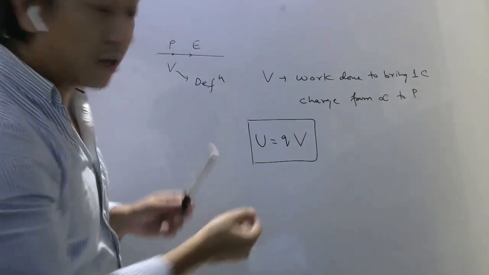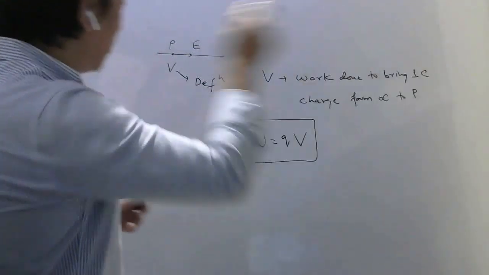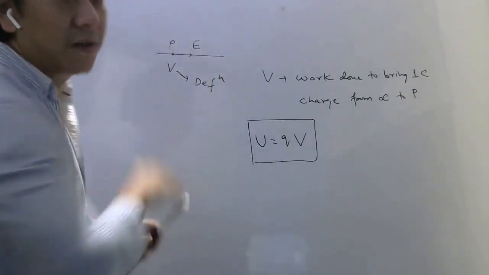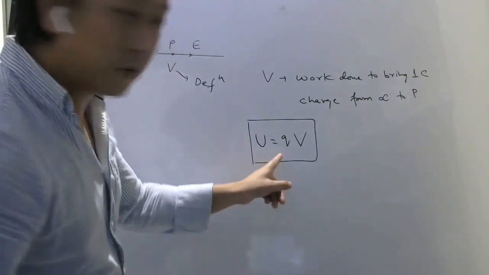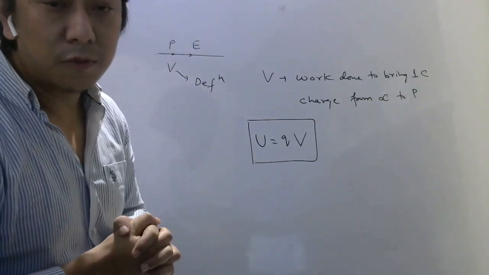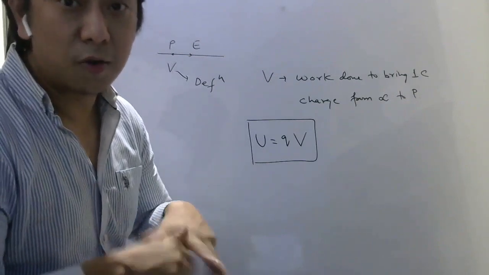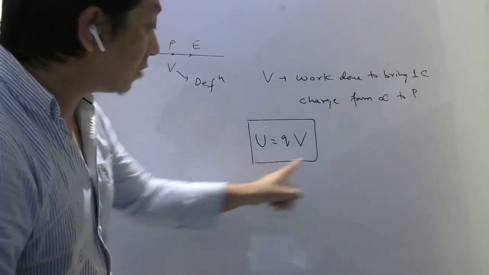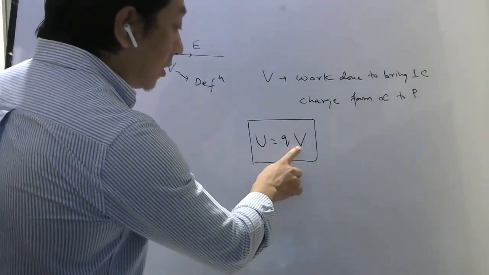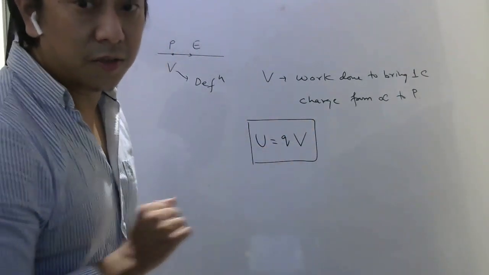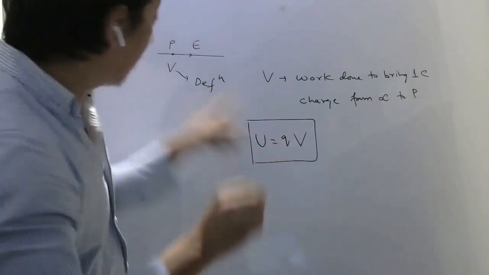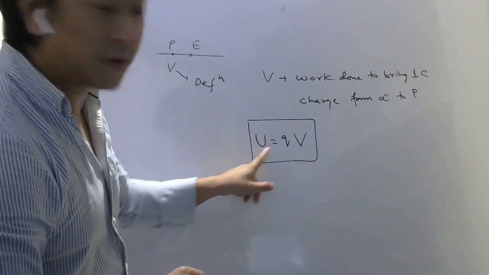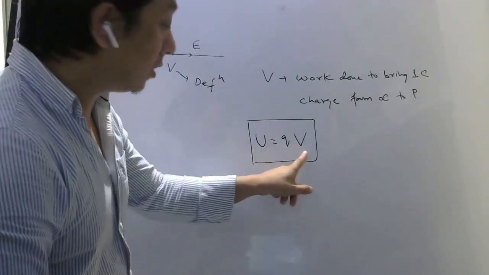Whoever has brought this charge from infinity to this point has to do work against this electric field. We have used, if you remember, so many problems where we used LCME, the law of conservation of mechanical energy. There we have used this formula because we know the potential due to different source charges. So if you put any charge Q at a point, then you can easily find the potential energy by multiplying the charge with the potential.